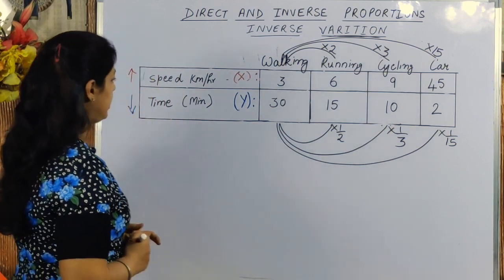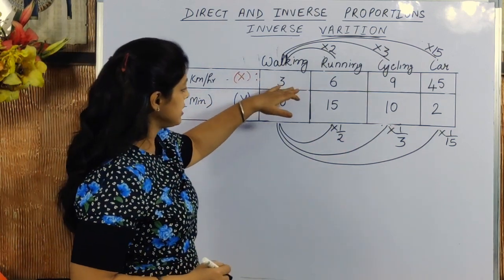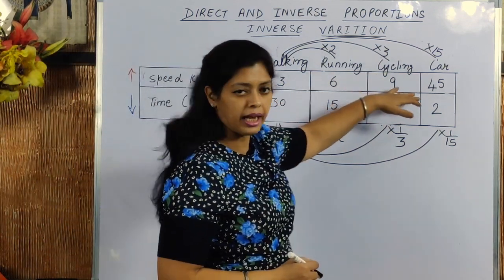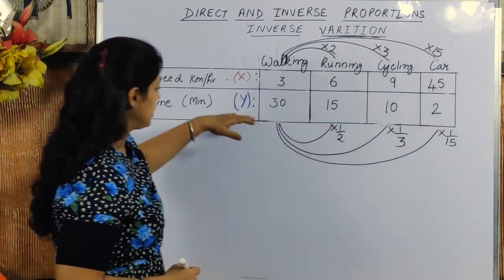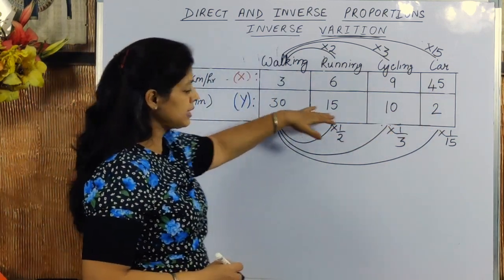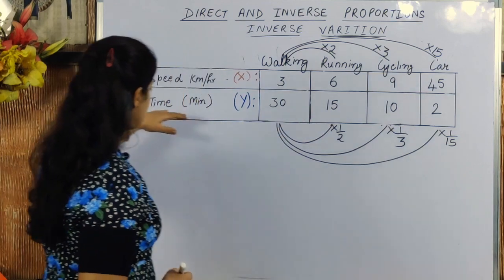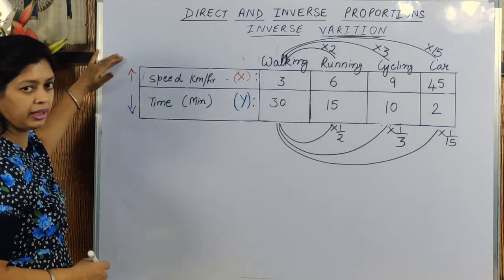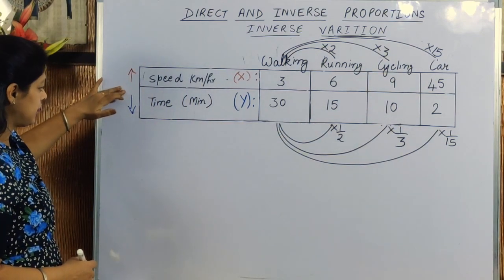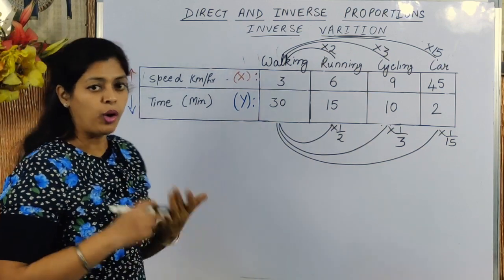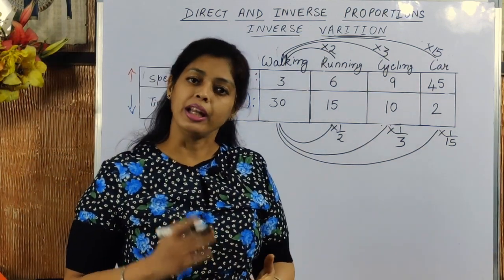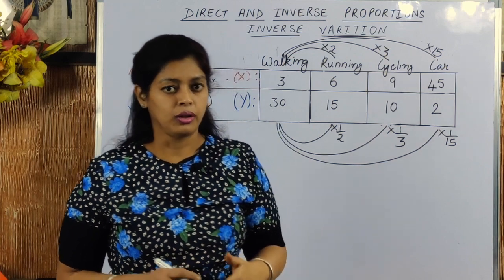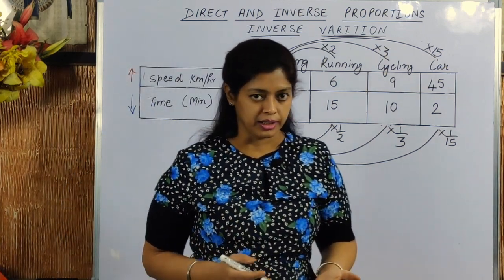Here again we can see that as the speed increases from 3 to 6, 6 to 9 and 9 to 45 and so on, the time to reach school is decreasing. That is, as one quantity, that is x, is increasing, the time to reach school, that is y, is decreasing. Both the quantities or values are moving in opposite directions. So this is a case of inverse variation.